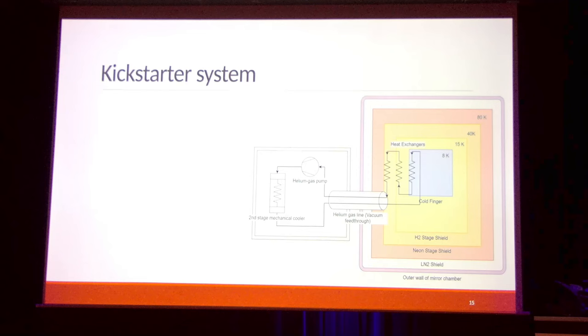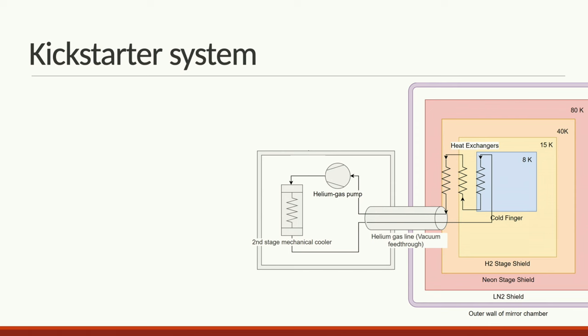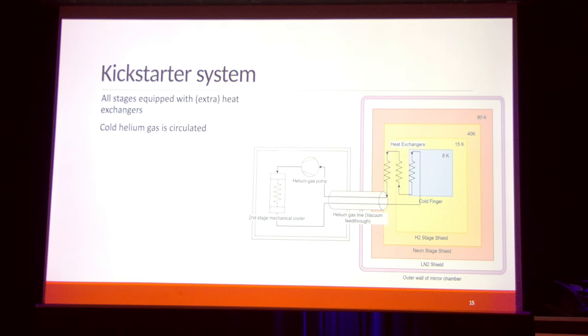This is a schematic of the mirror tower, and this is some cold interface to which you connect the mirror. What we will use is some kind of helium loop here to cool down these shields and the cold finger. That means that all these different temperature stages in between have their own heat exchangers, which are these. And we circulate some cold helium gas.